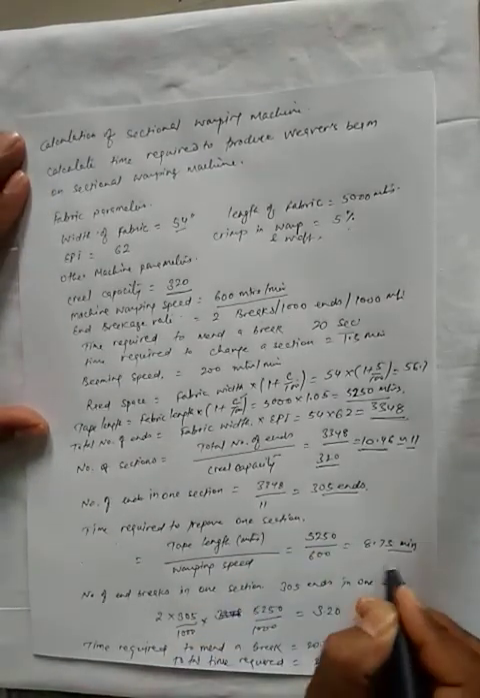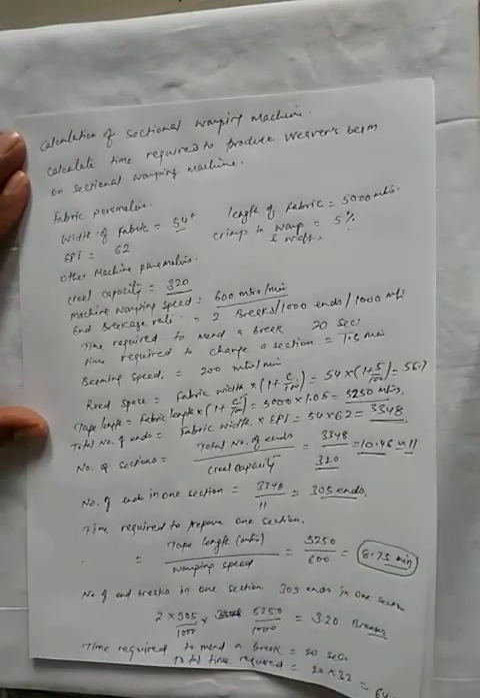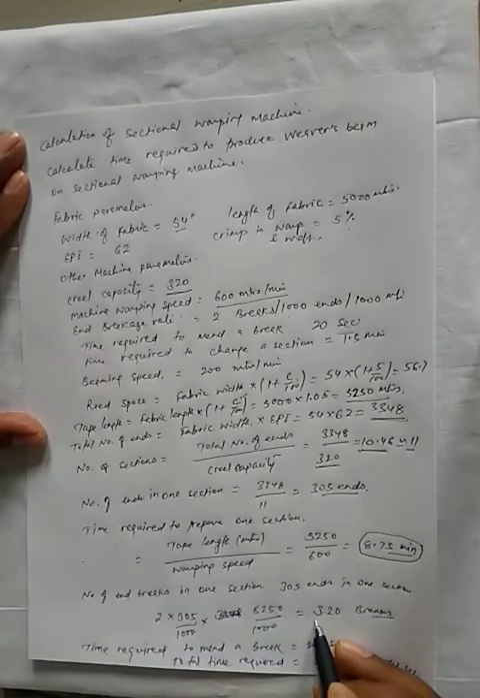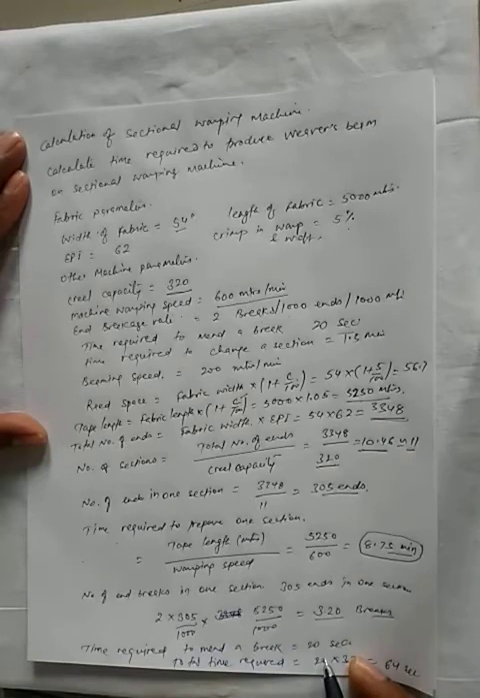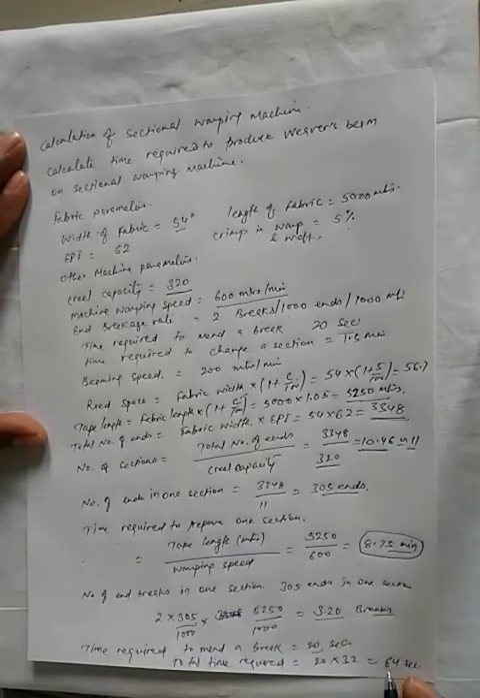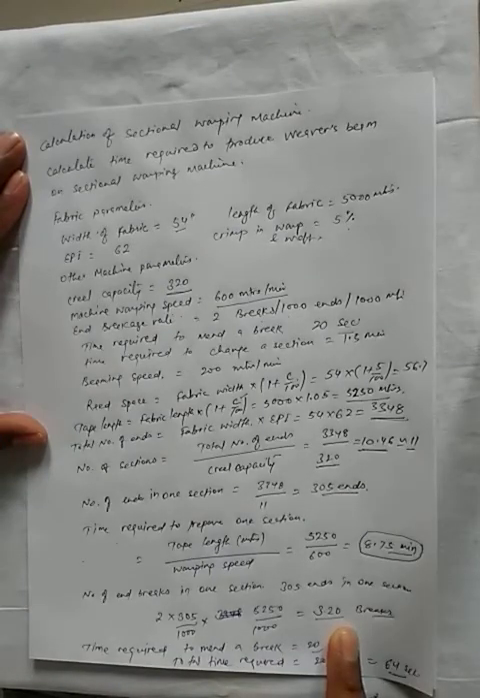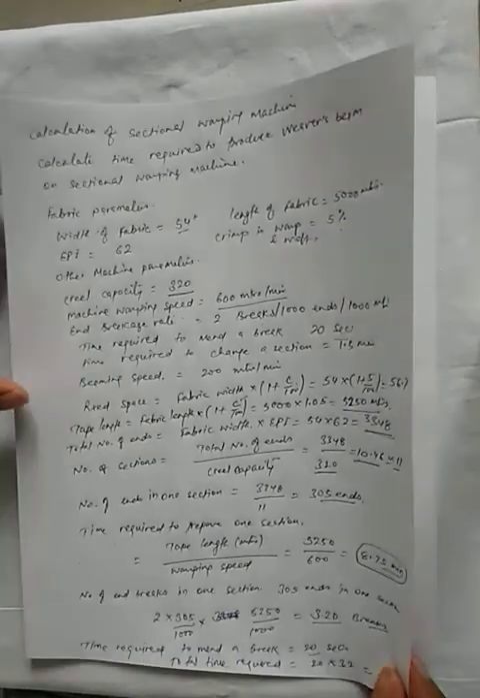So now we have the time required to prepare a beam. The time required to prepare a section is 8.75 minutes, the number of end breakages is 3.2, and the time required to mend a break is 20 seconds. So 64 seconds are required to mend all the breaks during one section. The total number of sections is 11.